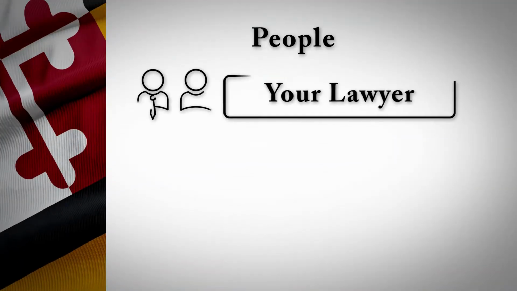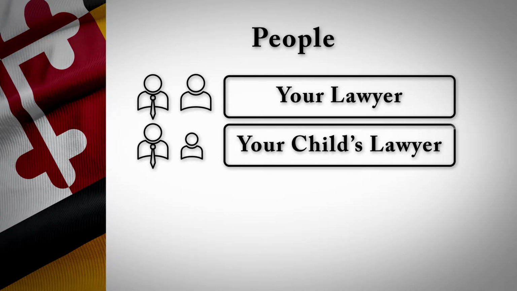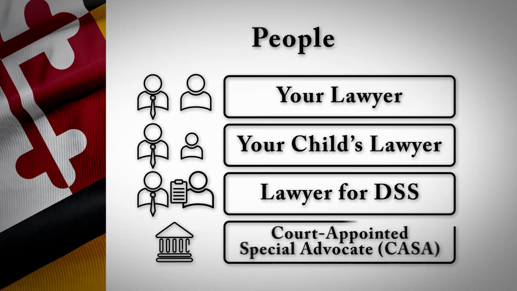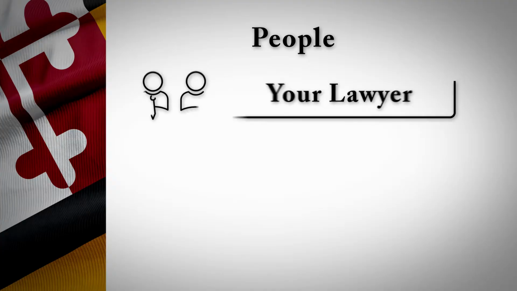The first one is your lawyer. We'll discuss your responsibilities when working with your lawyer and the importance of communication. Your child also has a lawyer, and you will learn how that lawyer uses considered judgment, meetings, and confidentiality. Another key player is the lawyer representing the Department of Social Services, or DSS. We'll also introduce you to the court-appointed special advocate. You'll be learning a lot of new terms, so consider using the tip sheet and taking notes. Let's start with your lawyer.